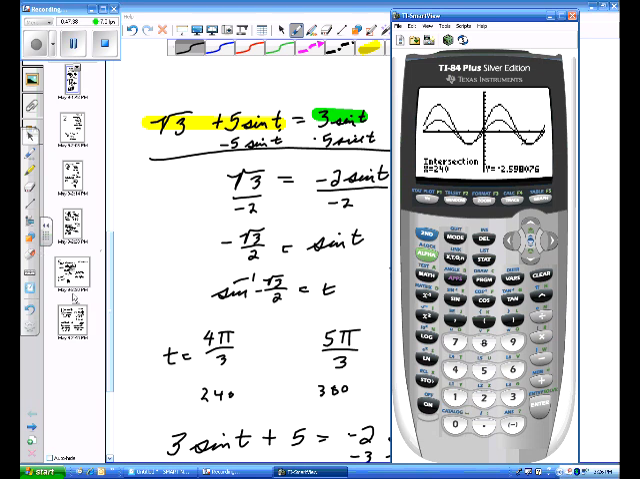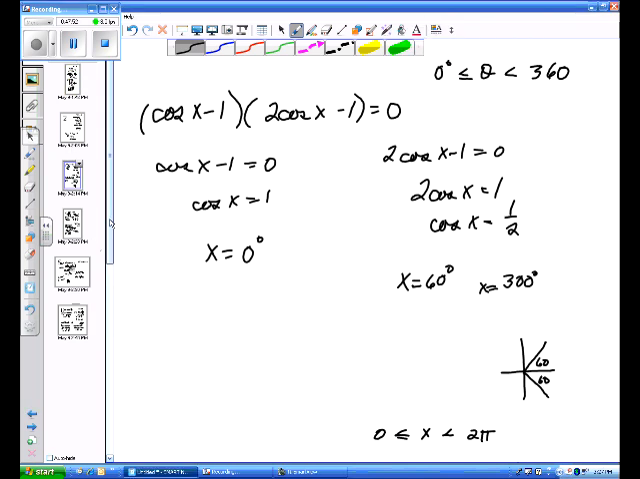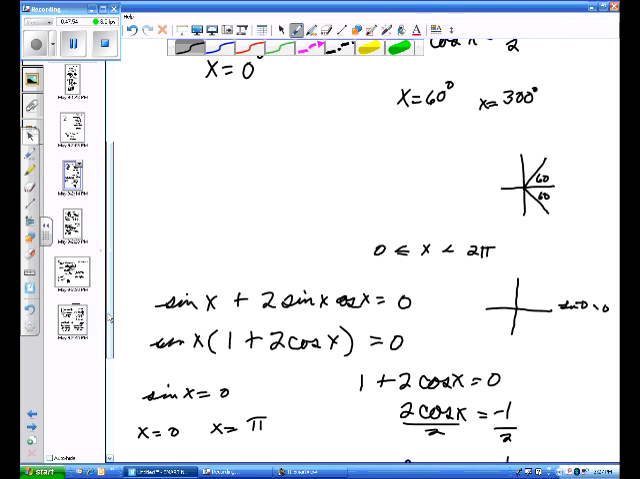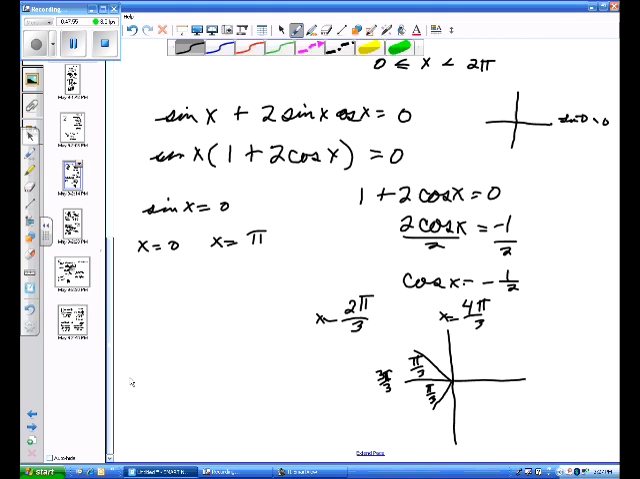Let's look at how we would check one where we had to factor some things. Let's look at this one. And we could go through our calculator. Now again, we did this one in radians, but this would be 0, this would be 180, reference angle 60, so that would be 240, and that would be 300.